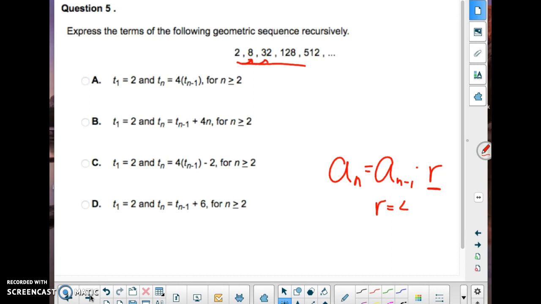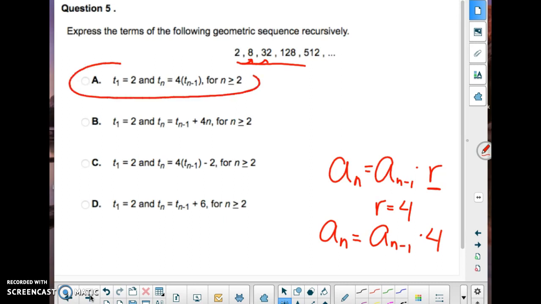Our ratio is 4. So then our recursive representation would be the term prior, a sub n minus 1, times 4. If we look at our options here, A would be the first one. Don't forget with the recursive formula, we also have to identify our first term, which is 2. So our a sub 1 is 2, which is what they noted here in this one.